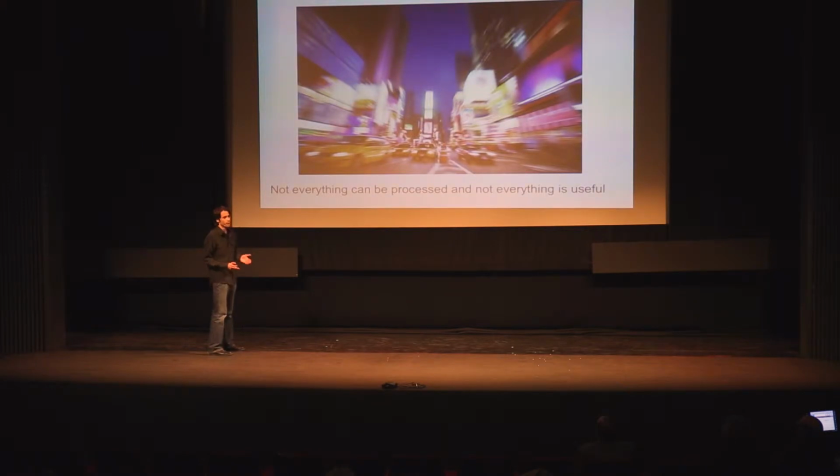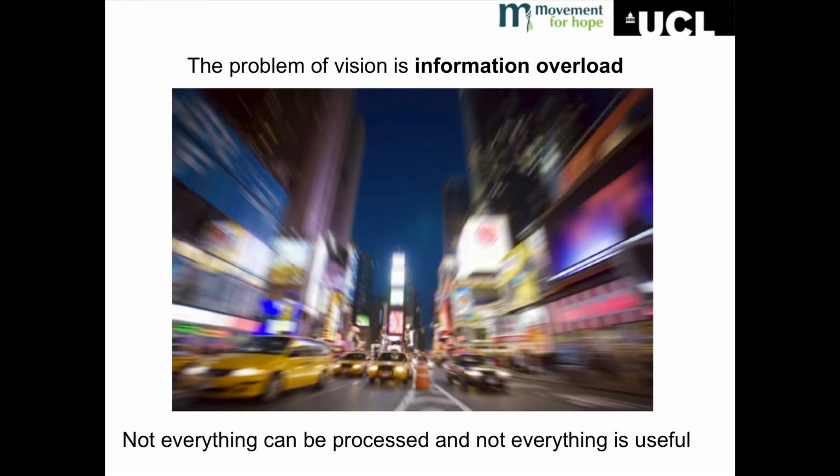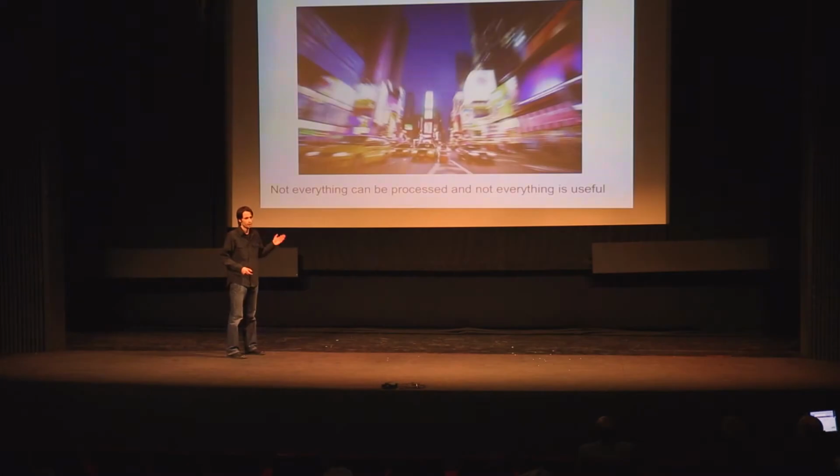So the problem of vision, the big problem is really information overload. There is just too much around, too much to process, and too much to see. So this is an example of when that happens. For example, when you're crossing a busy road, you might be looking around you and see all these nice, beautiful neon colors of the adverts. But at the same time, you also should be aware that there's a lot of cars approaching you rapidly. So at this time, it's much more important to keep in mind that there's these dangers around and focus on these cars instead of these neon adverts. So in other words, not everything can be processed at the same time and not everything is useful.